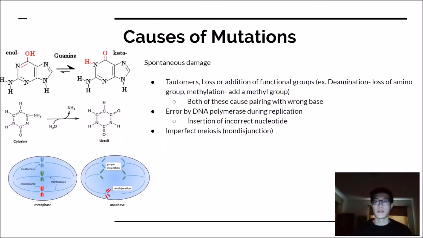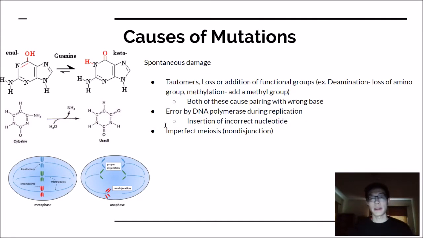So what exactly causes mutations? Well, sometimes mutations can be due to more spontaneous types of damage. So tautomerization, and then of course, addition or loss of certain functional groups. So you lose an amino group through deamination, or you add in a methyl group to a particular base, and these can ultimately cause problems with base pairing. So you have originally in this enol form an OH group that's pointing up, and then in this particular keto form you have a ketone in that area, and that can basically affect how bases are going to be paired.